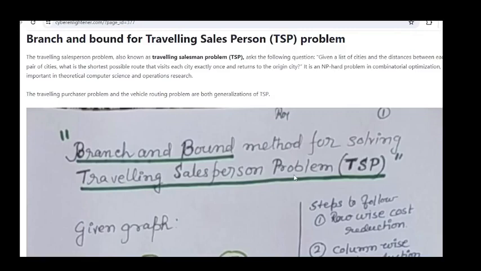So today we are going to discuss this topic which is called branch and bound for traveling salesperson's problem. Specifically least cost branch and bound. So we have three types of branch and bound technique. One is FIFO branch and bound, another one is LIFO branch and bound, and the third one is least cost branch and bound, which in short is called LC branch and bound.